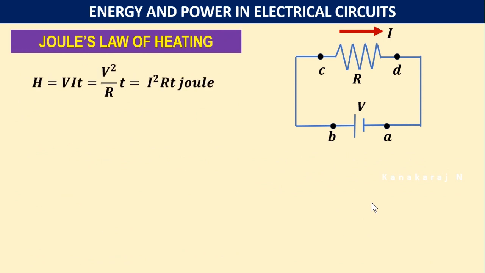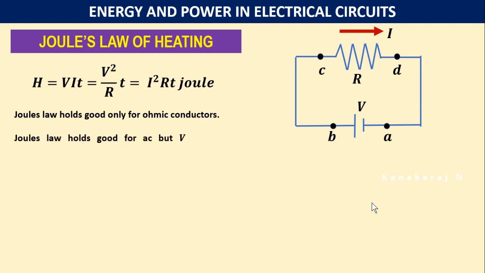We replace either V or I by using Ohm's law, right? So H equals VIt equals V square by R times t equals I square Rt joule. Joule's law holds good only for ohmic conductors. Joule's law holds good for AC, but V and I are replaced by V RMS and I RMS.